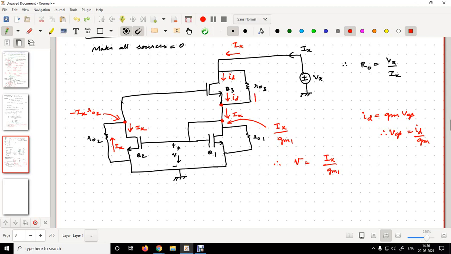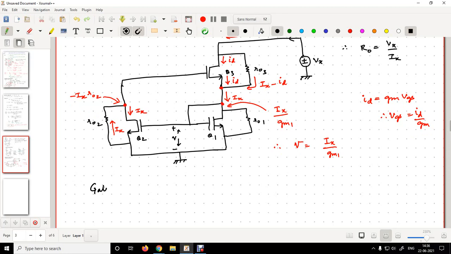So this current has to be Ix minus ID. How? KVL, KCL, right? Now I have to find what is the gate voltage of Q3. See, gate voltage of Q3 is this voltage minus Ix into R02, because that is the terminal, that is the voltage which is applying to gate, right? So I'll write it here.